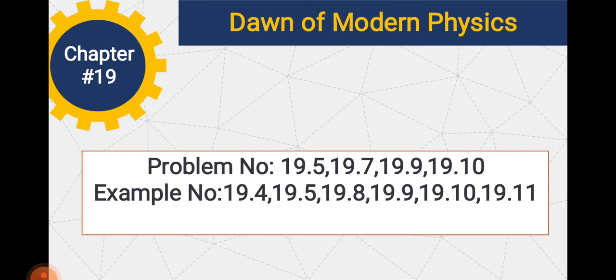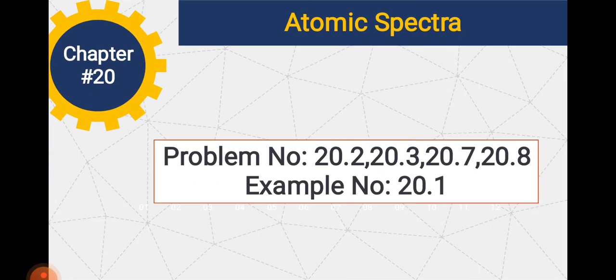And now we are moving towards chapter number 20, which is about atomic spectra. In this chapter, problem numbers 20.2, 3, 7 and 8. These numerical problems are mostly important, and the example is 20.1. This is the only example which can be asked in the paper.